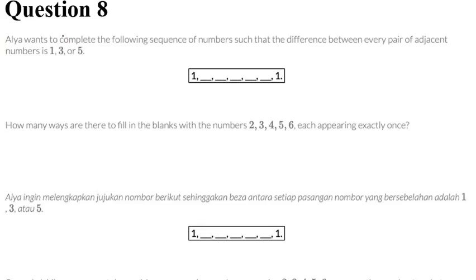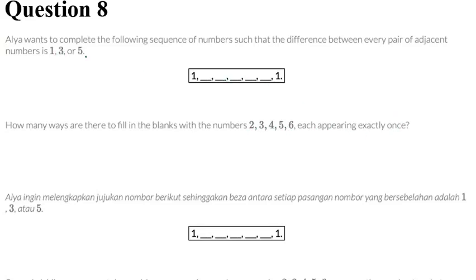In the order of my PDF, question number 8. Alia wants to complete the following sequence of numbers such that the difference between every pair of adjacent numbers is 1, 3, or 5. How many ways are there to fill in the blanks with the numbers 2, 3, 4, 5, 6, each appearing exactly once?